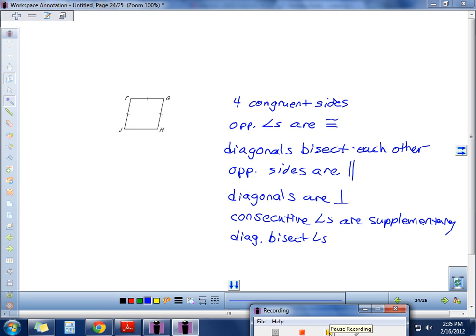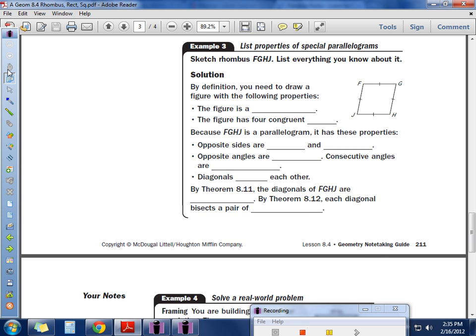Alright, we came up with 7 properties for a rhombus. It has 4 congruent sides. Opposite angles are congruent. Diagonals bisect each other. Opposite sides are parallel. Diagonals are perpendicular. Consecutive angles are supplementary. And the diagonals bisect opposite angles. Now we can go back to our notes and we can look at example 4.